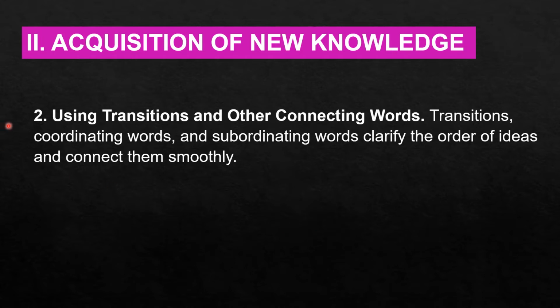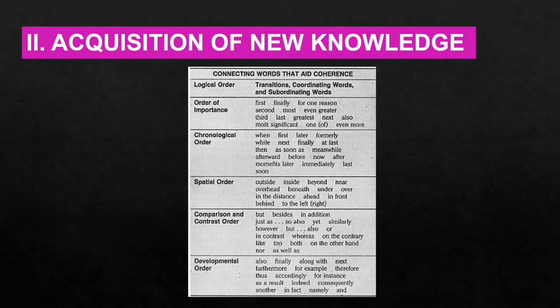The second technique is using transitions and other connecting words. Transitions, coordinating words, and subordinating words clarify the order of ideas and connect them smoothly. So we have here the examples of connecting words that aid coherence. So for order of importance, we have first, finally, for one reason, second, most, even greater, third, last, greater, greatest, next, also, most significant, one of, or even more.